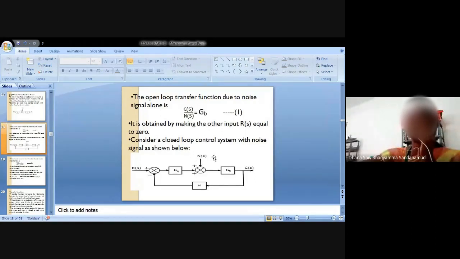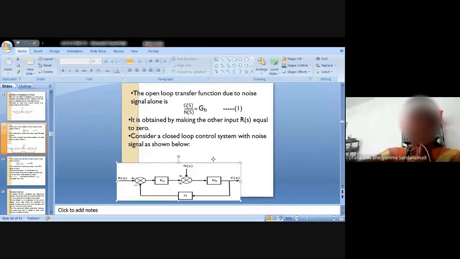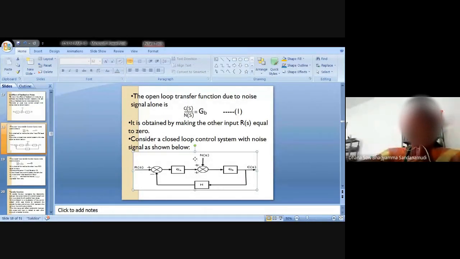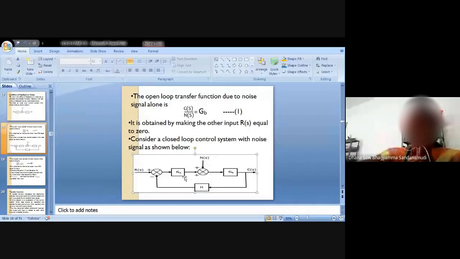Because N of S is acting as the input, C of S is acting as output. Output by input is nothing but our transfer function. So C of S by N of S will be our transfer function. So C of S by N of S is equal to GB by the feedback element. What does the feedback element have? Two elements here, H and GA.